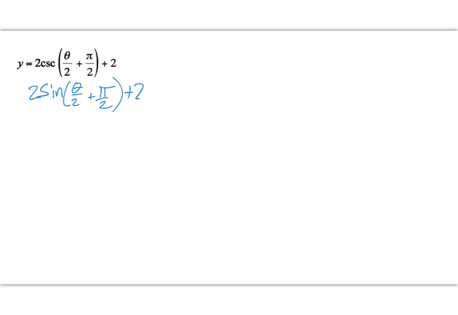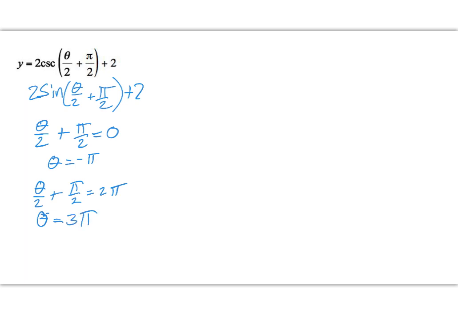All right, same thing. We're going to do a starting point. We got theta over 2 plus pi over 2 is equal to 0. That's going to give us theta is negative pi. We're going to do the same thing. Theta over 2 plus pi over 2 is equal to 2 pi. When I add that to the other side, we're going to end up getting theta is equal to, that should be like 3 pi over 2 times 2, 3 pi. Okay.